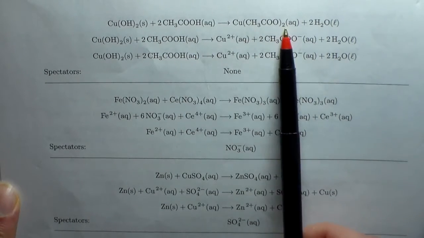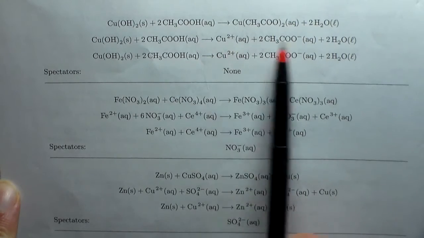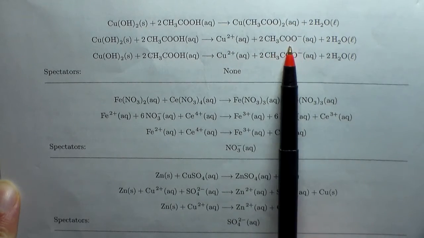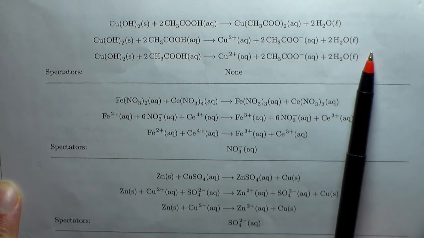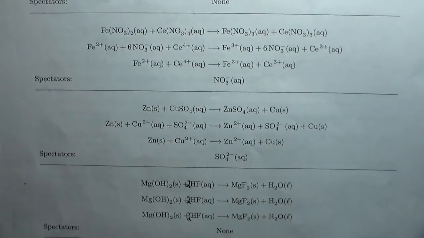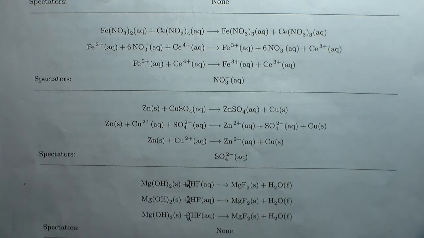And then, of course, copper acetate is soluble. So that's just going to be my copper ion and my 2 acetate anions. And then, of course, my 2 waters. And there are no spectators in this case. All right, now this one might be a little tricky. And this is why, again, you always need to make sure you have your charges on your ions correct, because if you don't, it will look like no reaction is actually occurring here.